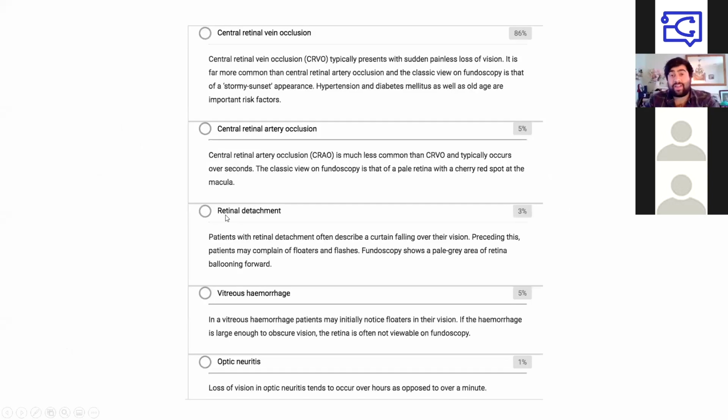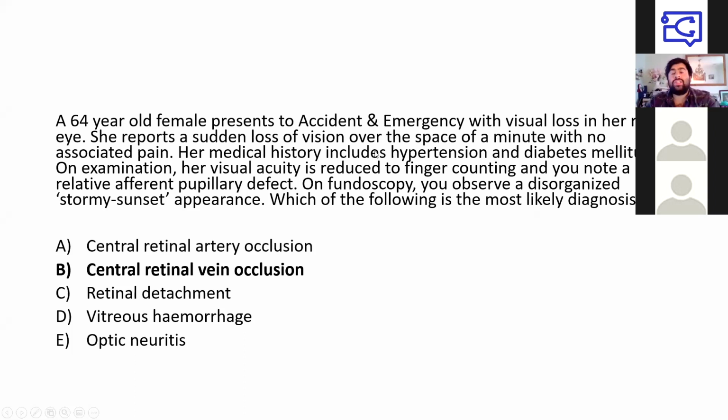That is a very, very classical fundus examination finding in patients with CRVO. It's called the stormy sunset appearance, caused by dilated and tortuous vessels in addition to hemorrhages of the retina. So that's a very classical buzzword for SBAs. Again, we're going to talk about all the other causes. The important thing to note from this SBA is that this 64-year-old woman has a history of hypertension and diabetes.